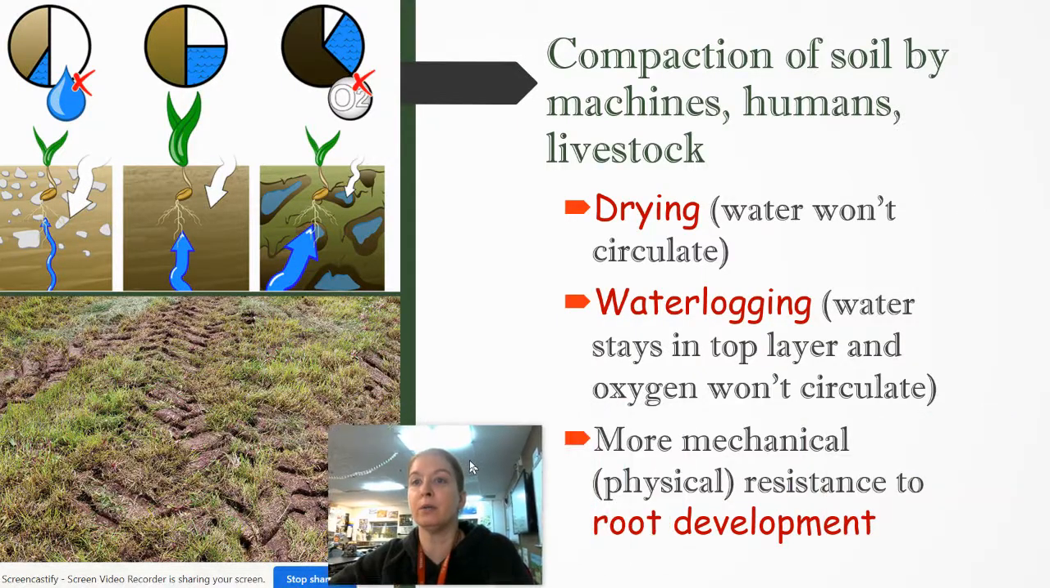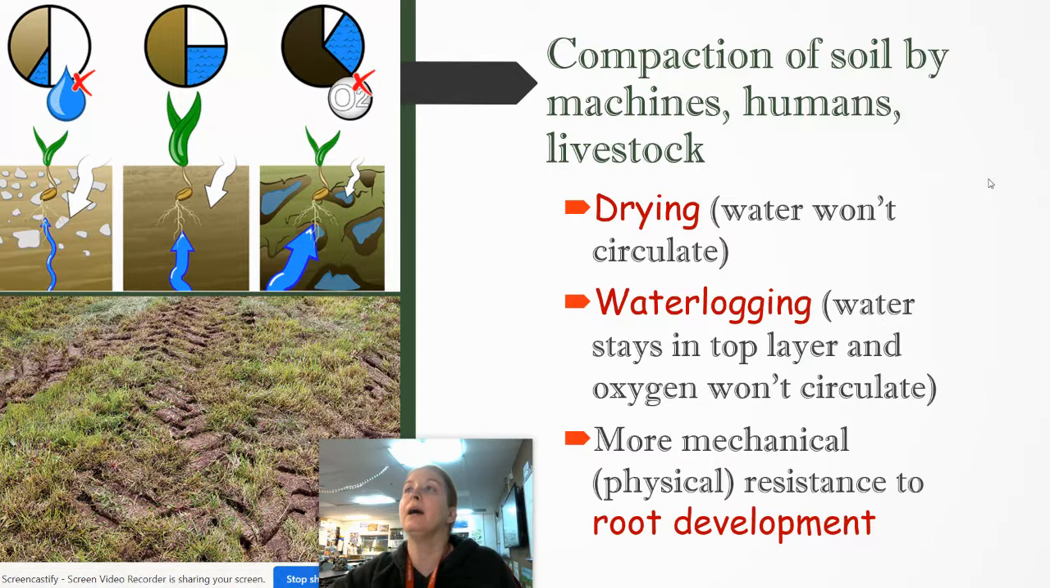We also compact the soil a lot, either by machines, by humans, by livestock. It's going to cause a lot of drying of the soil. So water isn't going to circulate because it's compacted too much. It's not going to be able to get in, which means it's going to get waterlogged and the water will stay on the top layer, and therefore the oxygen isn't going to circulate and get down.